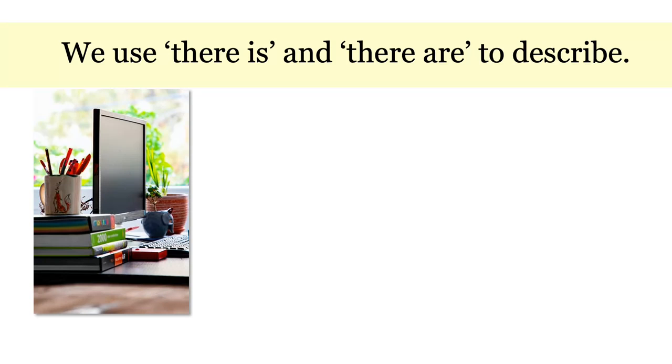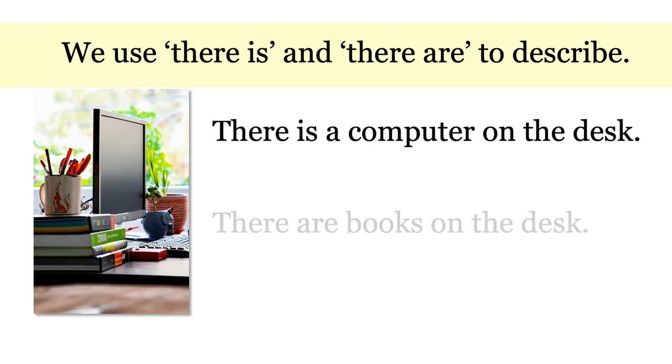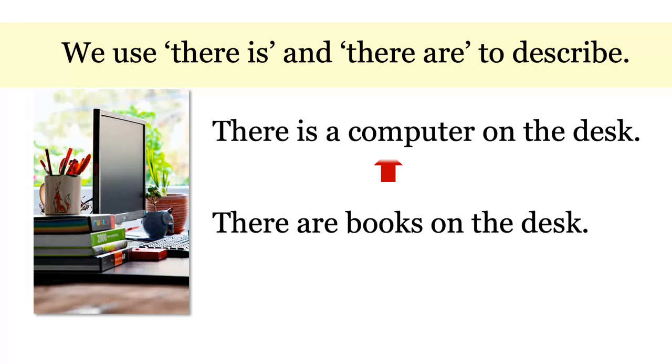Here is a picture of a desk. There is a computer on the desk. There are books on the desk. These sentences describe the desk. And remember, we look at the noun to decide what form of the be verb we need. Here, computer is singular, so we use is. Here, books is plural, so we use are.